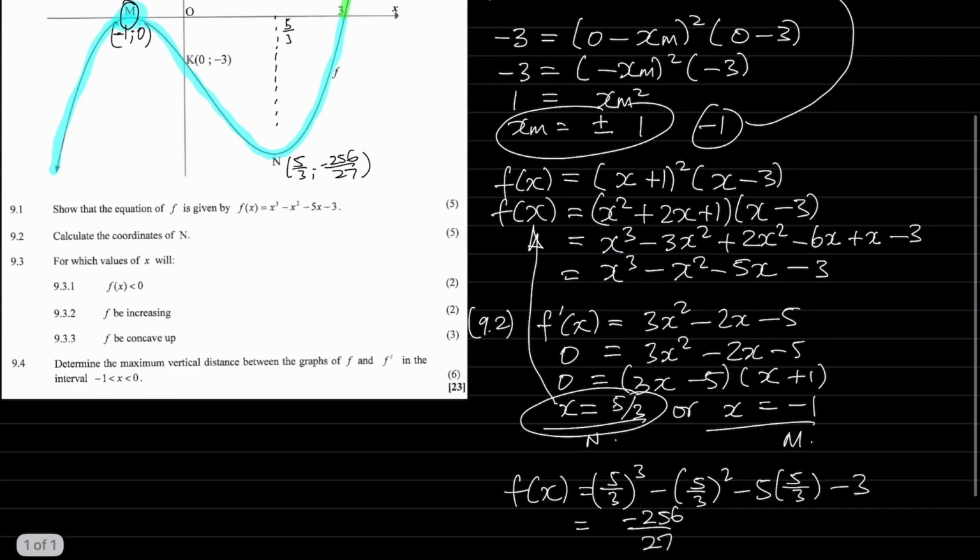So 9.3.1, we can say that x should be less than 3, but x cannot equal 0. Sorry, x cannot equal minus 1, because that is one of the values of the turning point.